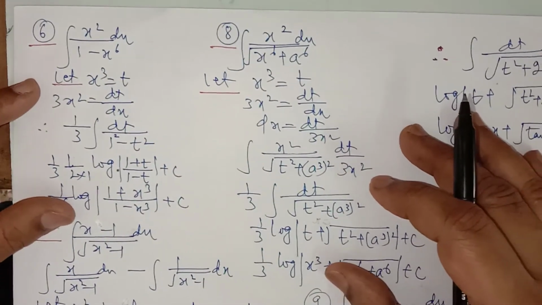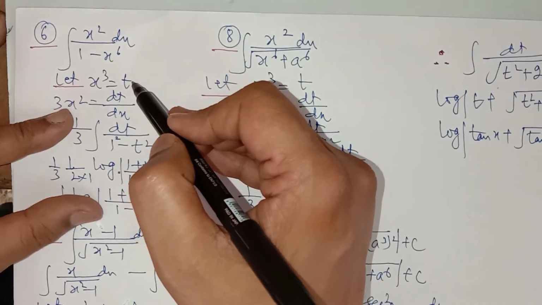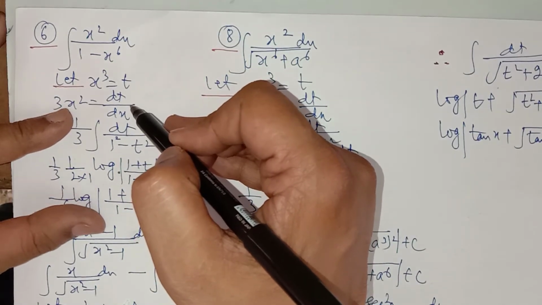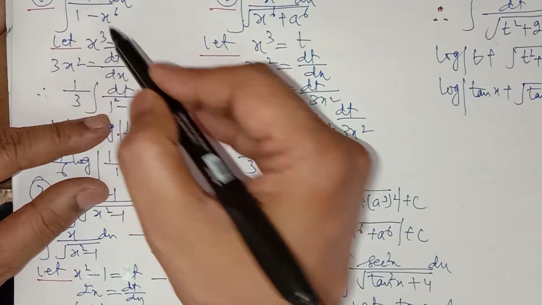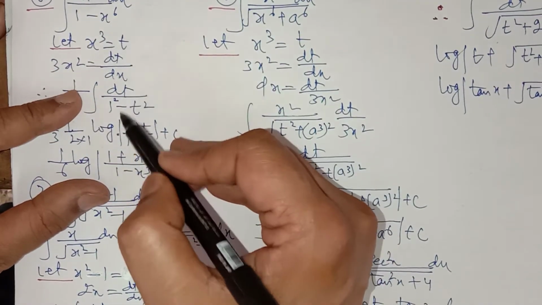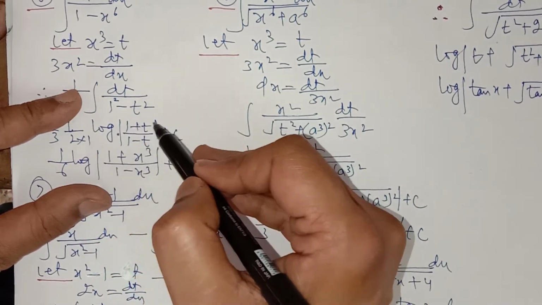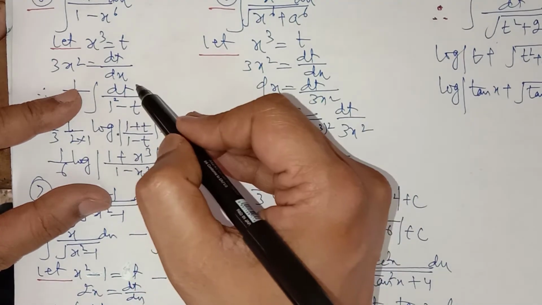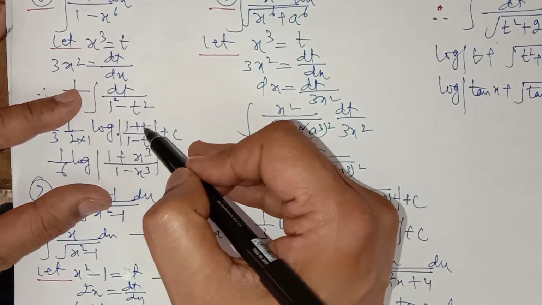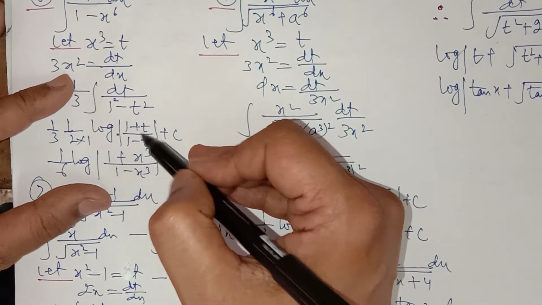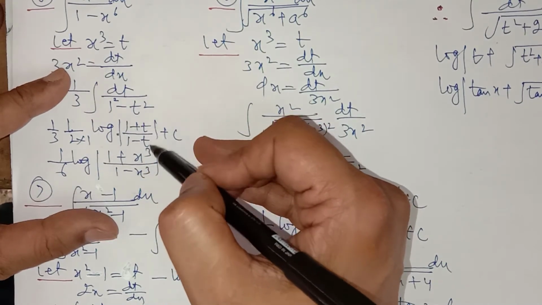In question number 6, it is directly seen that in the numerator we have x square, so you let x cube is equal to t. So dt upon dx will be equal to 3x square. Replace the value of dx here. This x square will be cancelled out. In the denominator we have 1 minus t square, which is a special integral of 1 upon a square minus x square, which is equal to 1 upon 2a log of a plus x upon a minus x. So 1 plus t upon 1 minus t. A is 1, x is t. Replace the value of t, which is x cube.